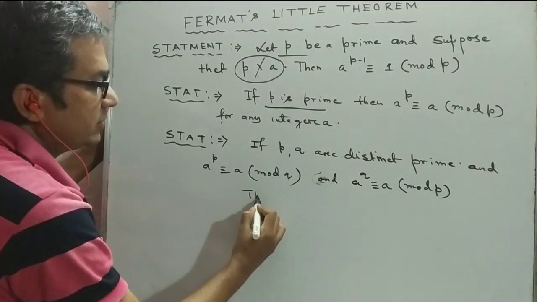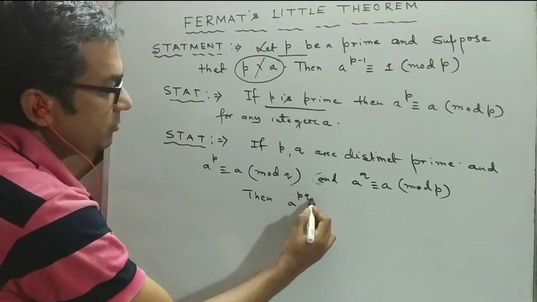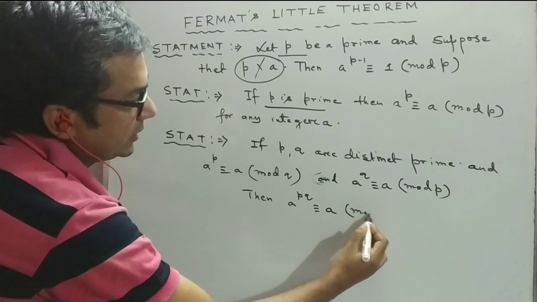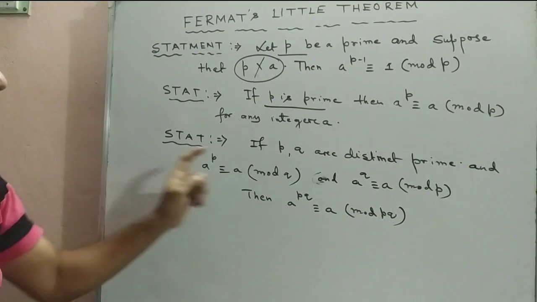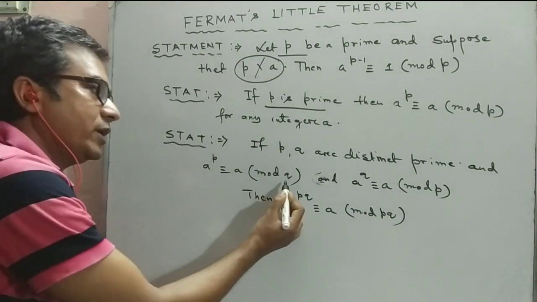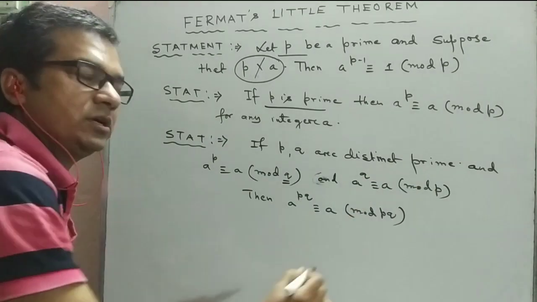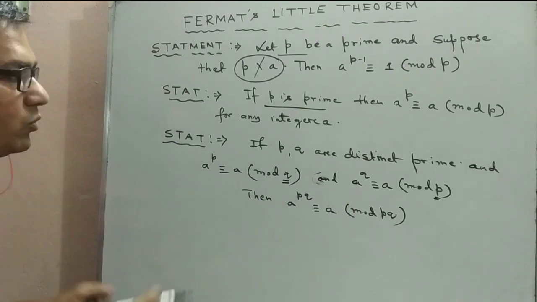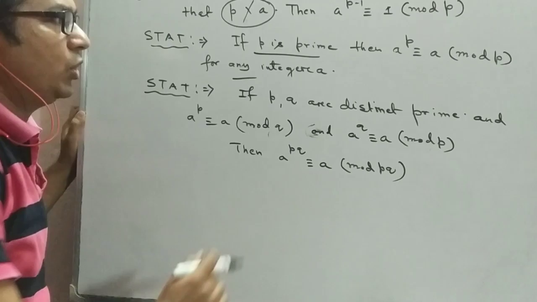then a to the power pq is congruent to a mod pq, right? Here p and q are distinct primes, a to the power p is congruent to a mod q here, not p, and a to the power q is congruent to a mod p, not q. Then this. Now we try to prove this statement or this theorem.